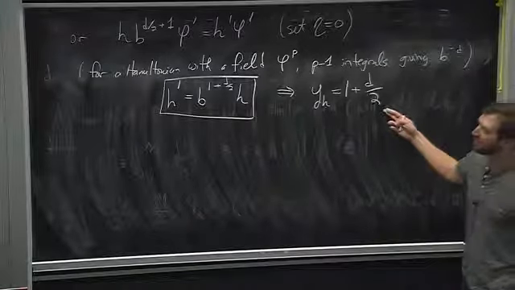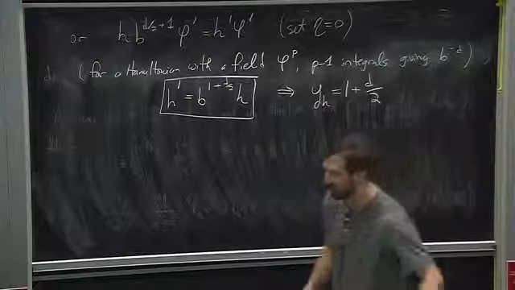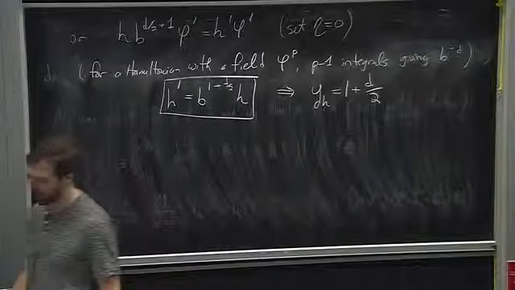So between this and that, you can calculate all the critical exponents, alpha, beta, gamma. You know what they all are.